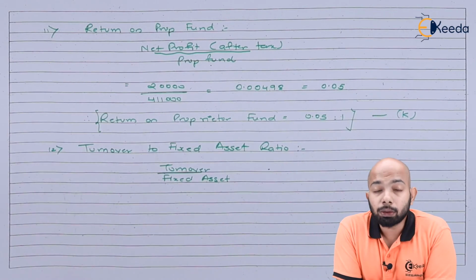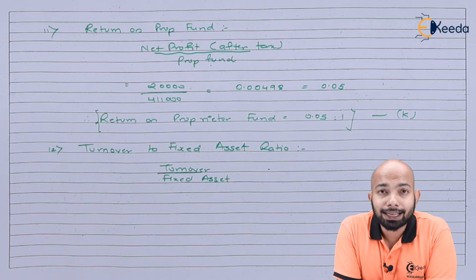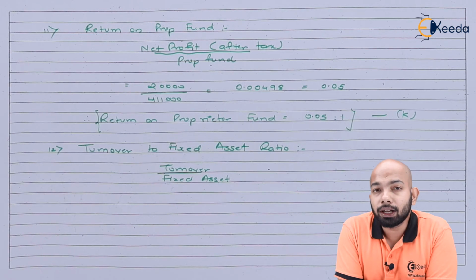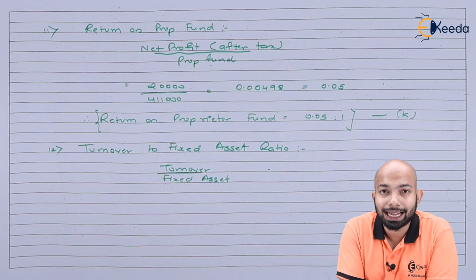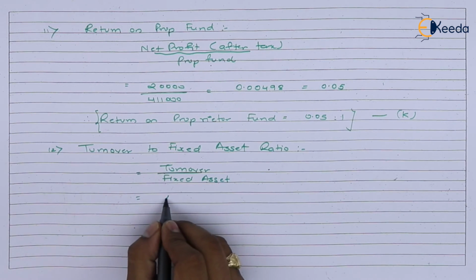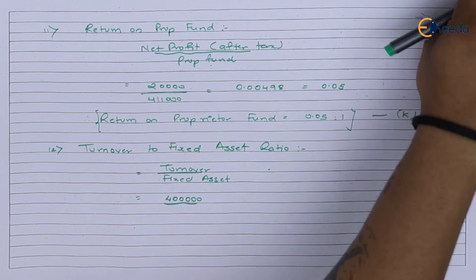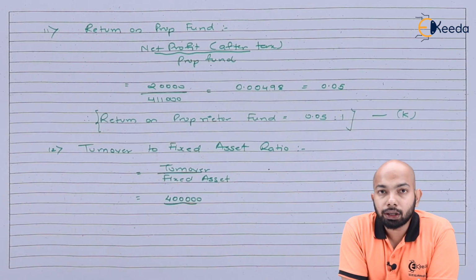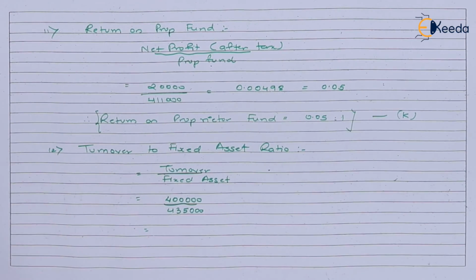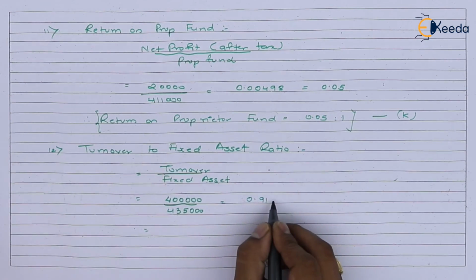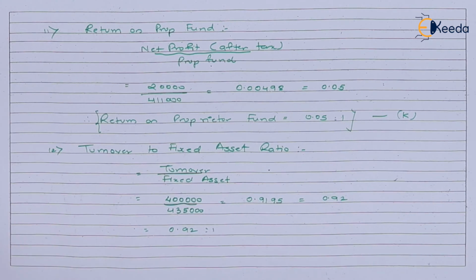The last ratio that we'll be dealing with is turnover to fixed asset ratio. That means the formula remains the same: sales upon fixed asset, or turnover upon fixed asset. Please note, while taking the turnover here, you have to take both the cash and credit sale. So the ratio of turnover to fixed asset comes around at 0.92 is to 1.